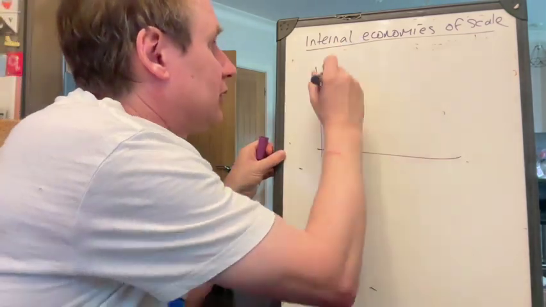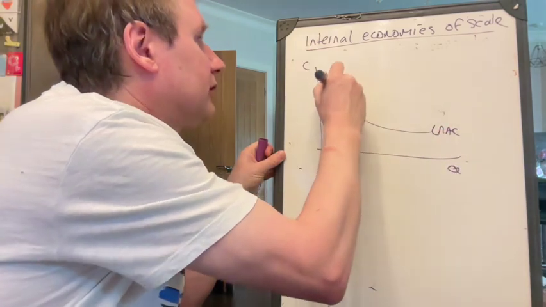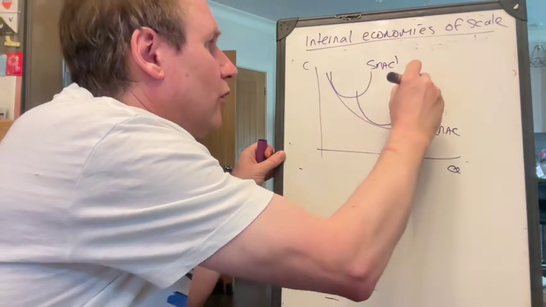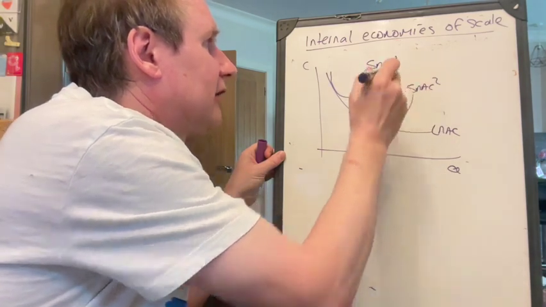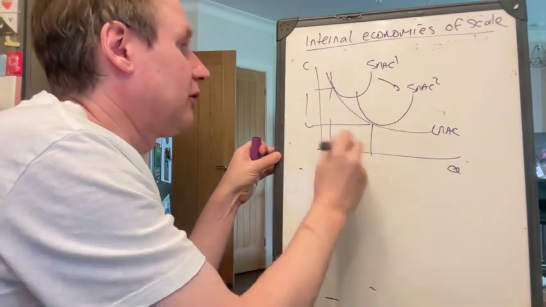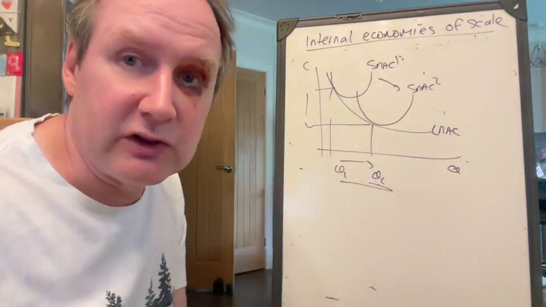So what you want to do is draw a bit like this. You can draw your long run average cost curve like that. That's fine. But what you want to do is to show that you understand that we're moving from one short run average cost curve, SRAC1, to another, SRAC2. So you're not just showing an increase in output, you're showing that you understand that scale has changed.